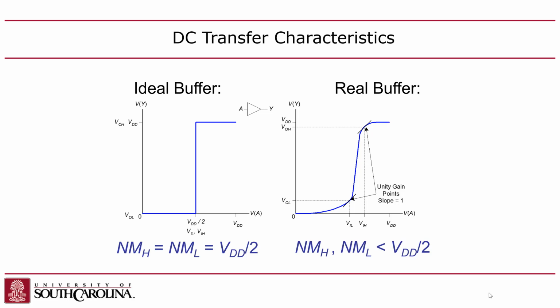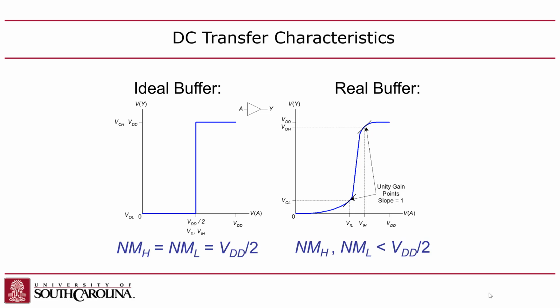So the first unity gain point is what's referred to as VIL, the input threshold for a low. As long as your input is between 0 and the point at which you reach unity gain, this VIL, then that's just considered a 0 input, no problem. The gate will recognize that as a 0. Likewise, if your input is between the second unity gain point and VDD, that's VIH.